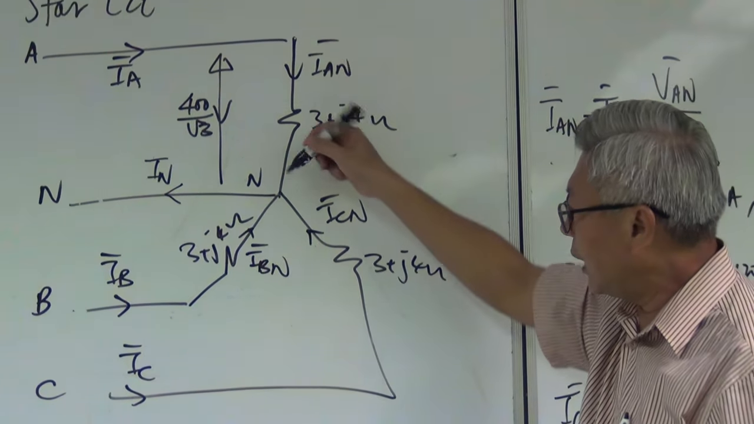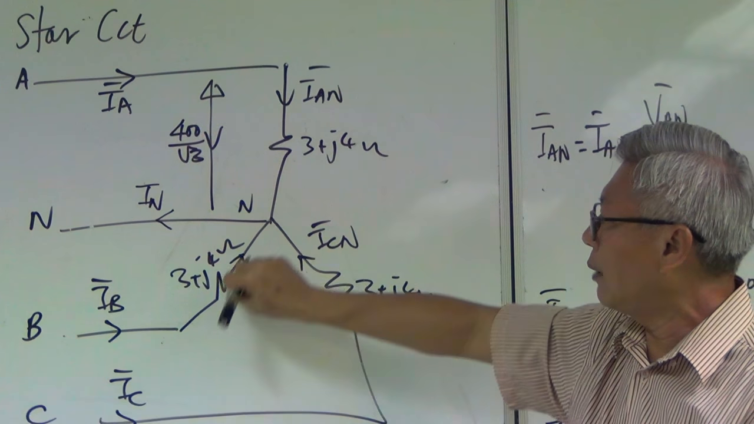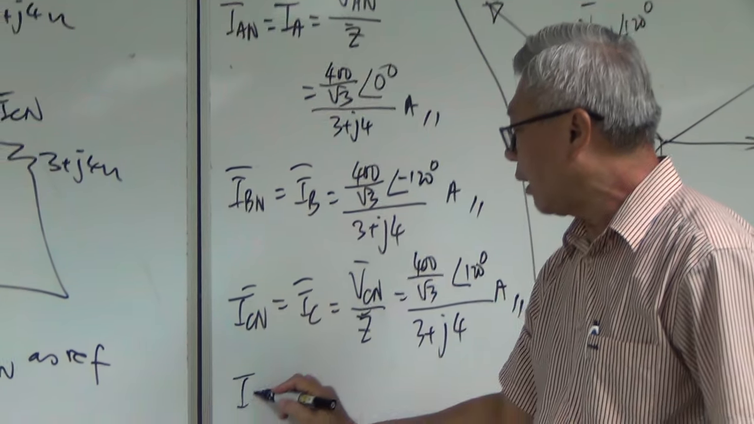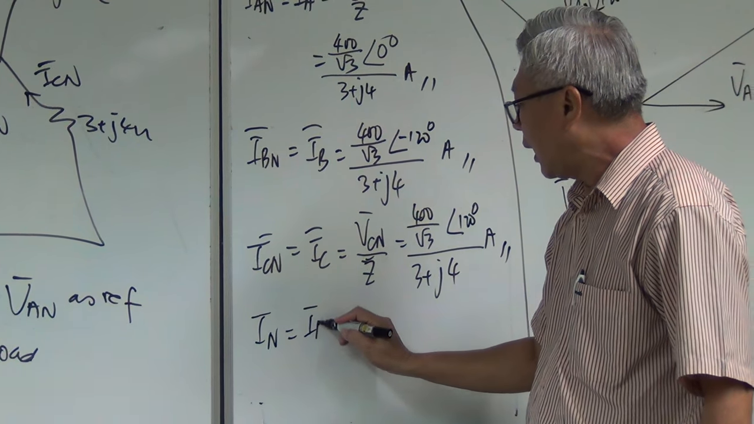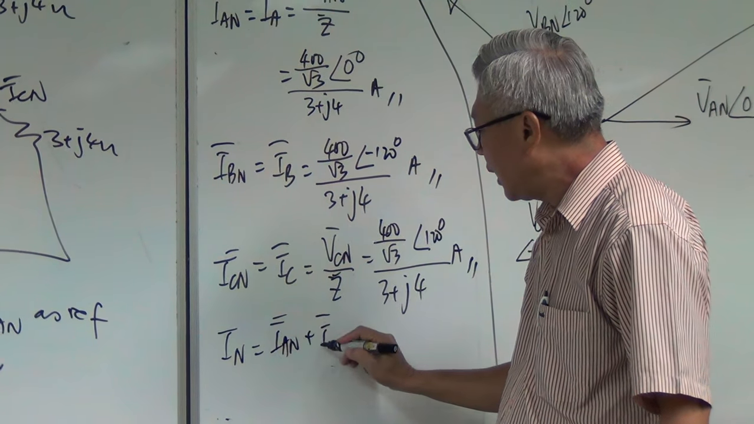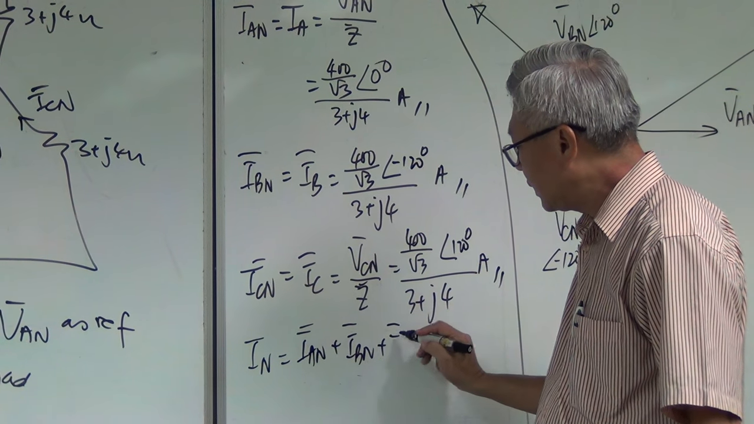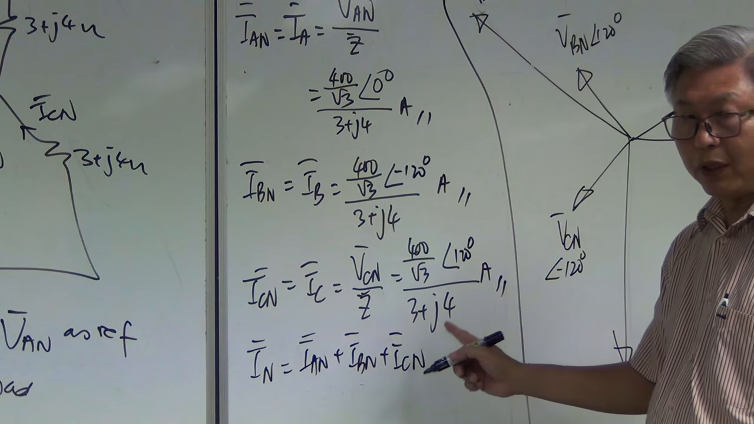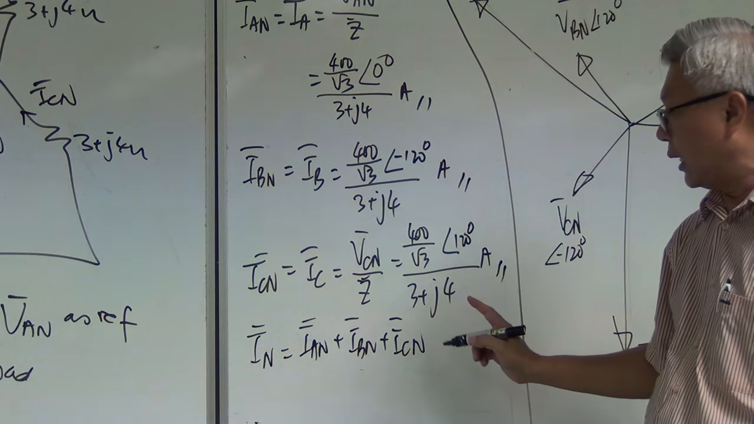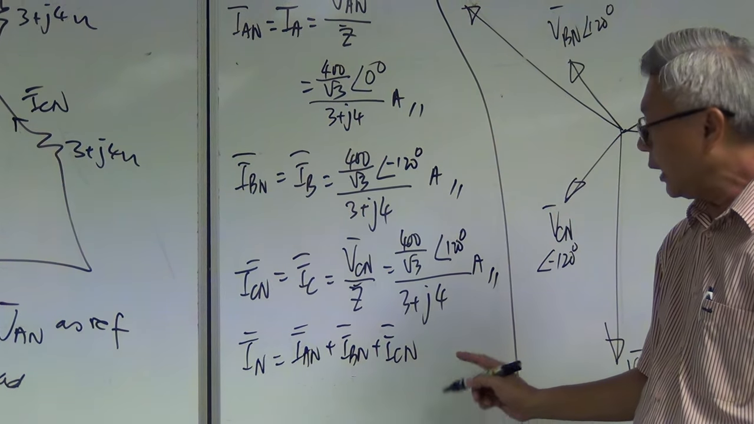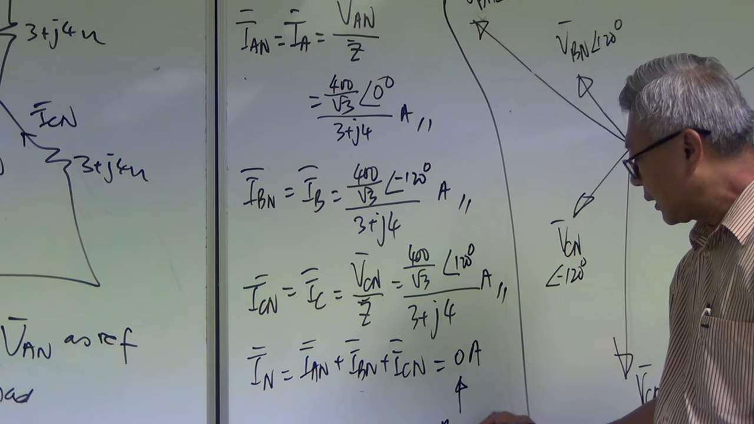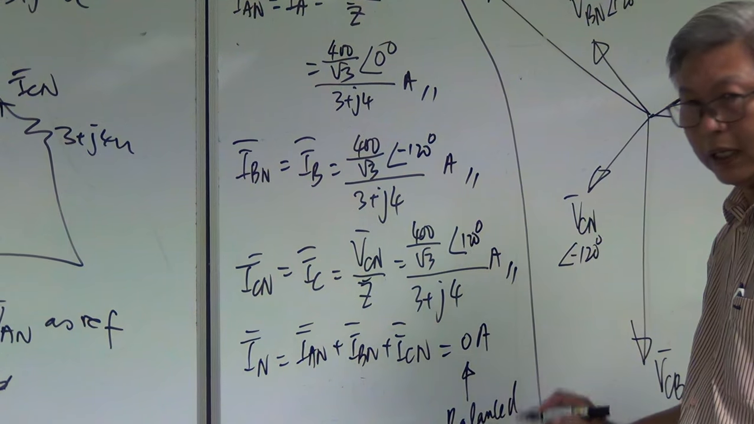Can you see IAN coming in, ICN coming in, IBN coming in, and flowing out to IN? So therefore, neutral current is equal to IAN plus IBN plus ICN. Now, you'll find that when you add it up in this mathematics, it will be equal to 0 ampere when the circuit is balanced.